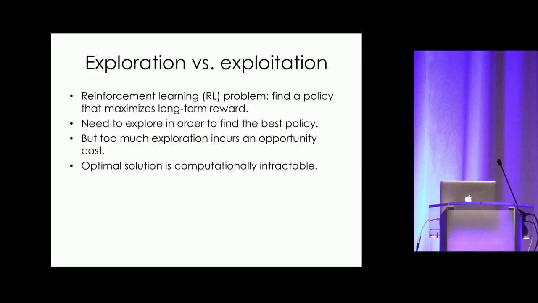All right, so just to briefly recap, what is the exploration-exploitation trade-off? The reinforcement learning problem is to find a policy that will maximize long-term reward, and in order to do that, you need to explore your options in order to find the best policy. But you don't want to explore too much because that's going to incur an opportunity cost, and so you have to figure out what's the optimal way to balance exploration and exploitation.